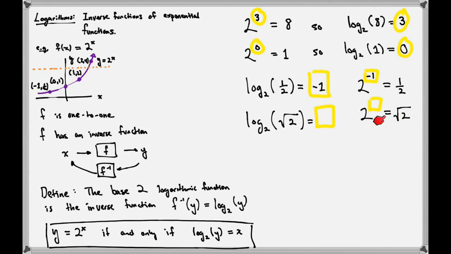Radicals, like the square root of 2, correspond to rational, fractional exponents. A square root is a 1/2 power. I read off the exponent in the exponential equation, and I report that answer as the result for the logarithm.